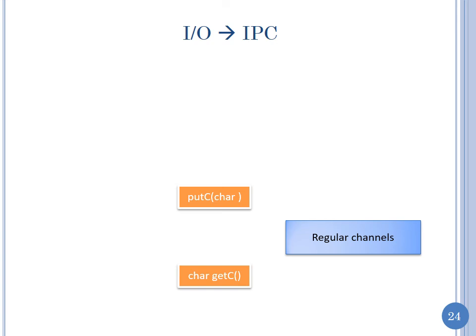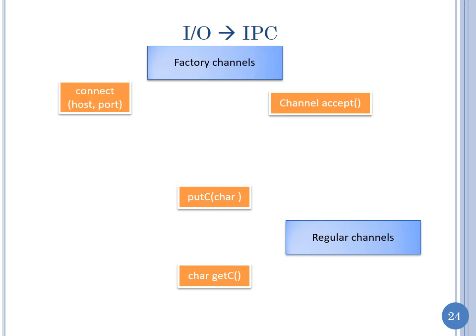So we see that the migration of I/O to IPC involves using putc and getc on regular channels, and also involves factory channels with accept and connect. Connect is really an operation on a factory channel, even though it's routed through the channel object. Okay? So we've now seen two other operations.